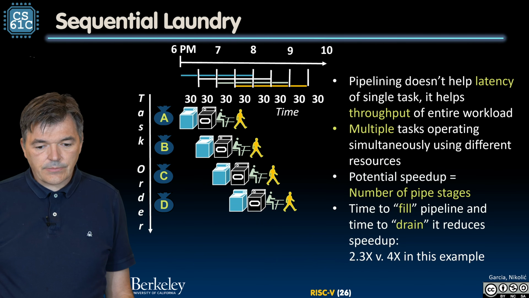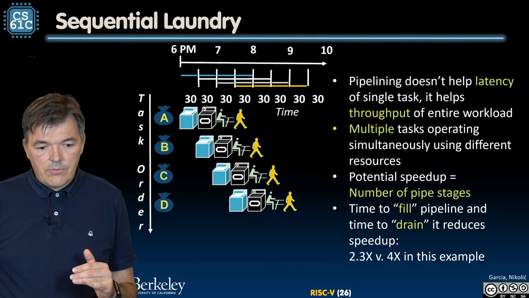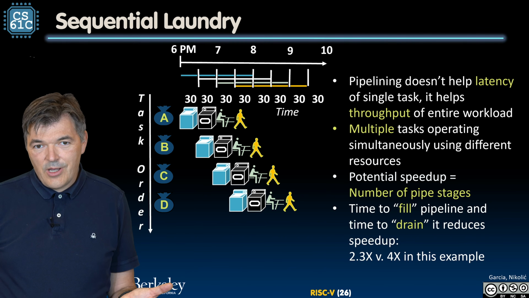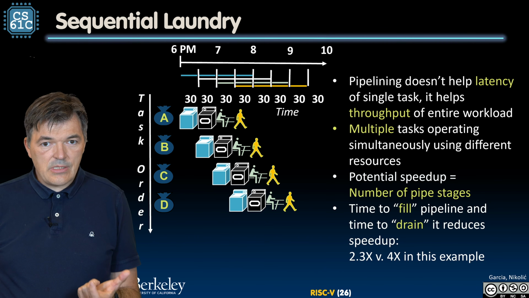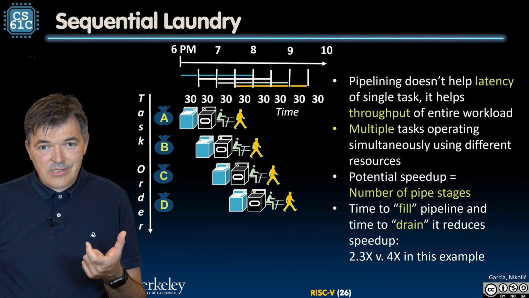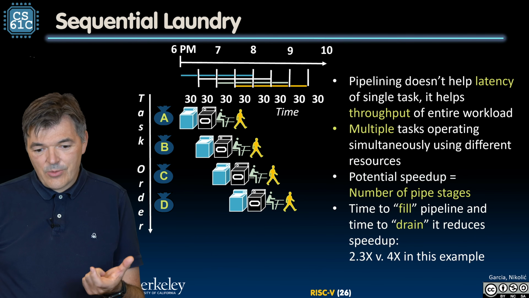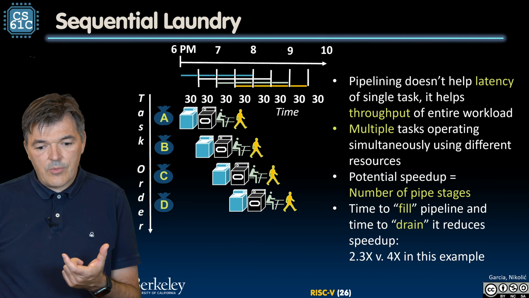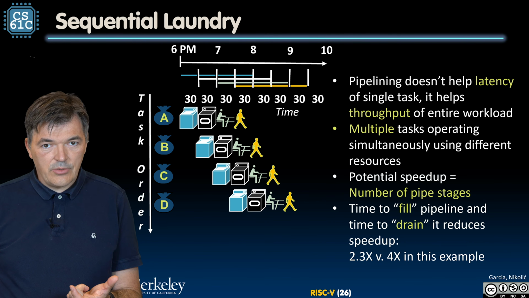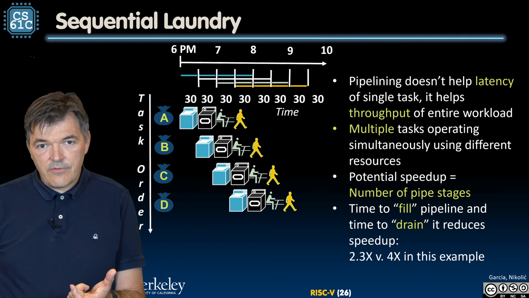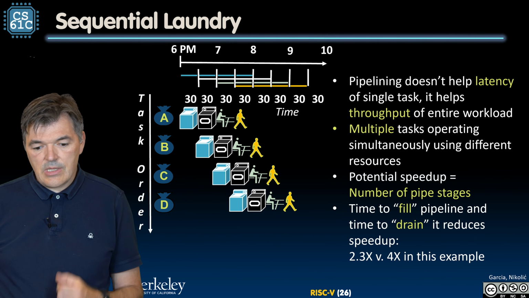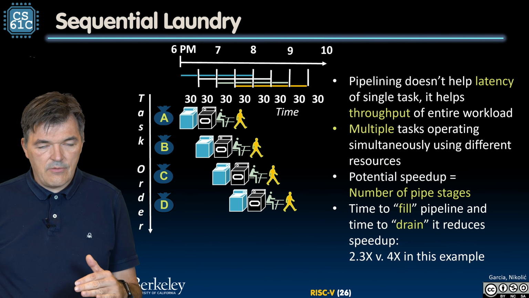Okay, so here are some of the key points to take away about pipelining laundry processing. Pipelining doesn't help the latency of a single task, because a single task still takes 2 hours, no matter what. But it helps with the throughput of the entire workload. The entire workload got done significantly faster, in this case 2.3 times faster.